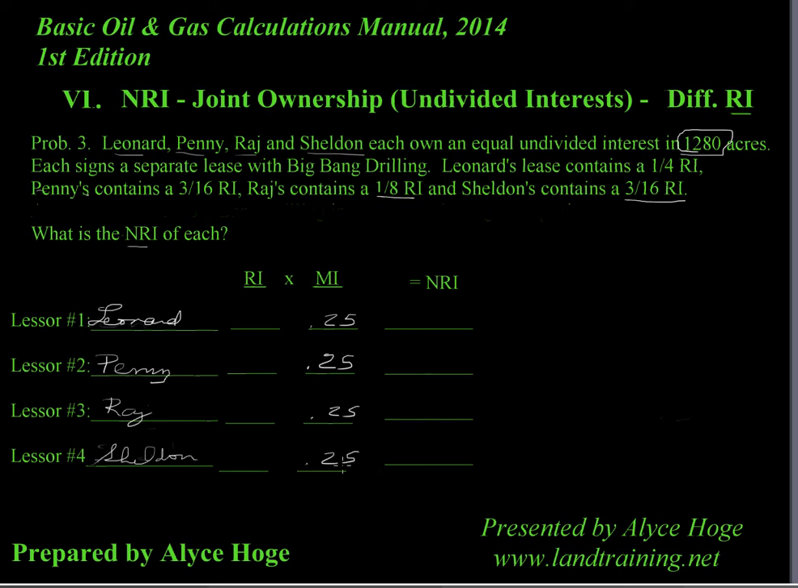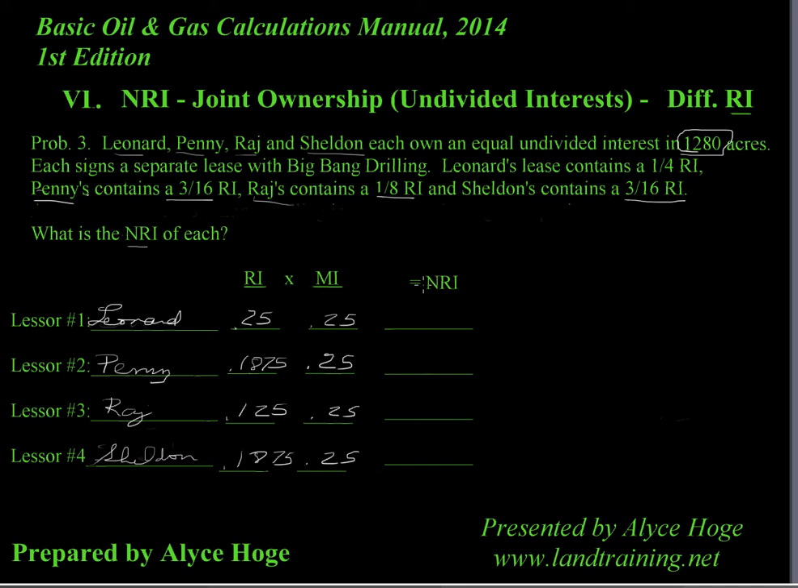Then the next thing we would do is fill out what the royalty interests were for each person. So Leonard's is a 0.25, a 1/4 is a 0.25. Penny's is a 3/16, so a 0.1875. Raj contains a 1/8, so a 0.125. And then Sheldon's also contains a 0.1875.